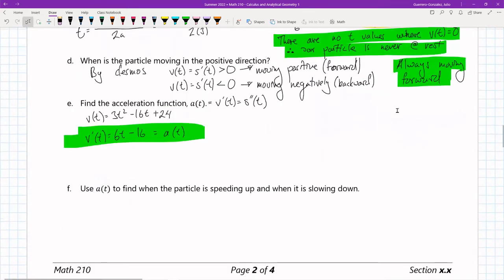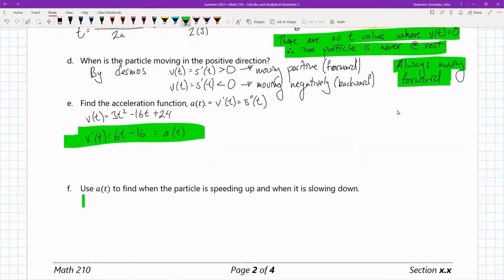Last, find when the particle is speeding up and when it is slowing down. You can do this by graphing as well, but I'm going to show you the algebraic way of doing it. We know what the acceleration function is. Just how we did part D, if it's moving in the positive direction, the velocity is bigger than 0. If it's moving in the negative direction, the velocity is less than 0.